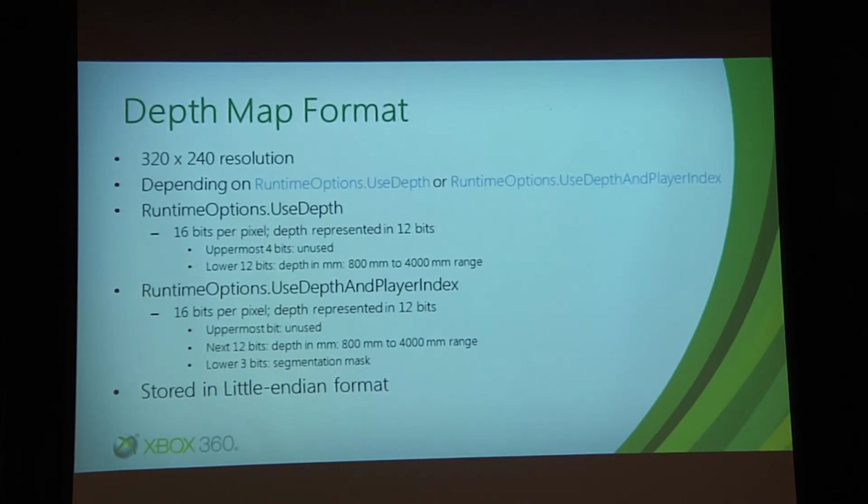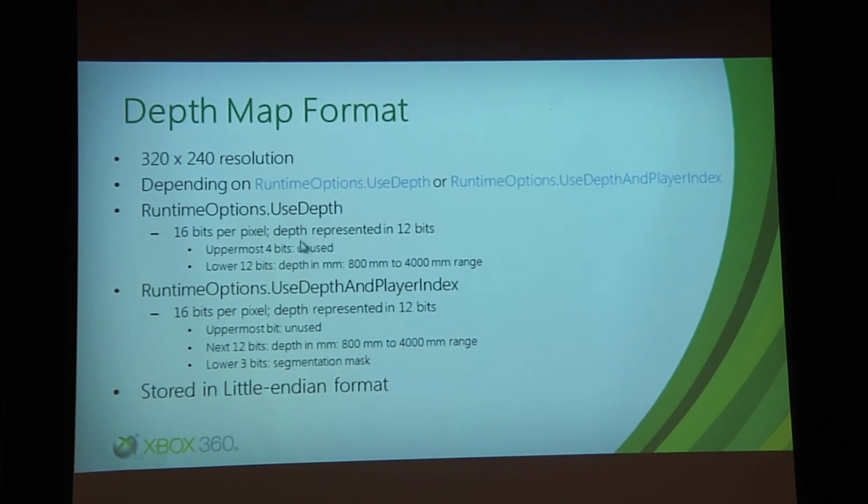But the important distinction here is that instead of 640 by 480, the default is 320 by 240. And depending on if you ask back for just the raw depth data, or if you ask for depth data and player index, which is player segmentation, if you turn it on, you will get the data in slightly different formats.